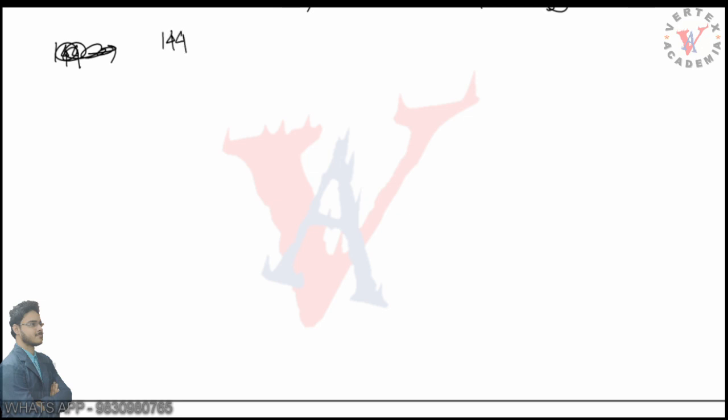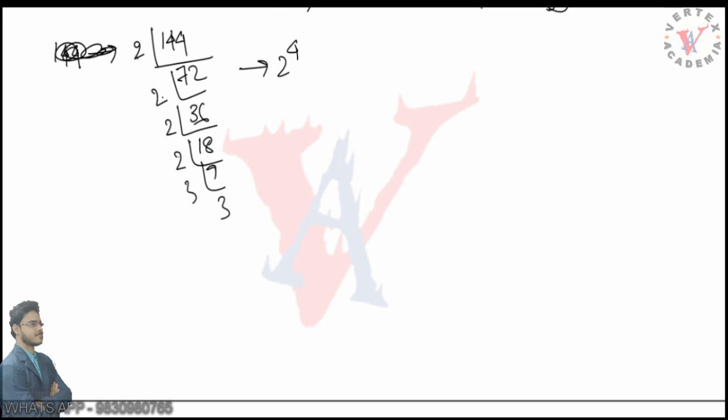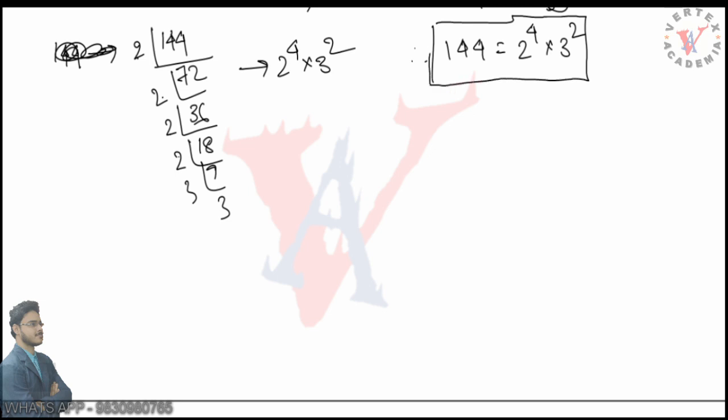So if we make the prime factors of 144, it is 2 into 72, 2 into 36, 2 into 18, 9 and 3, 3. So it is 1, 2, 3, 4. So 2 to the power 4 into 3 square. Therefore, 144 equals 2 to the power 4 into 3 square. Now, the beauty of mathematics is that you can find no other prime factorization of 144.